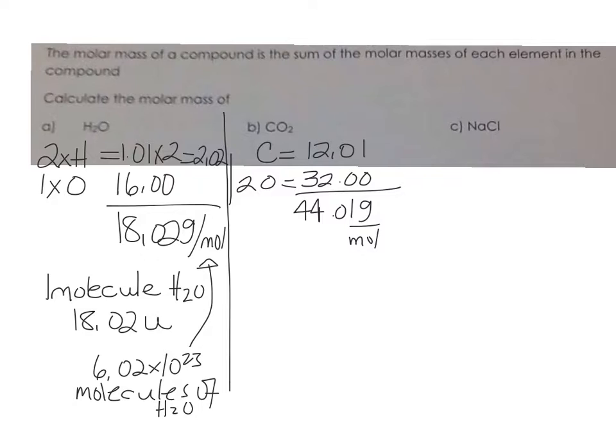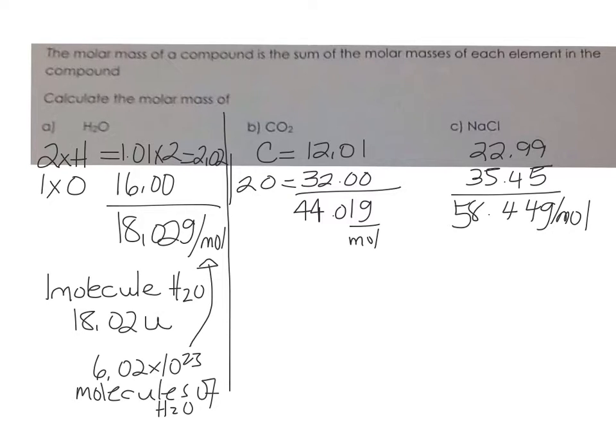All right, what I want you to do is the last one. Sodium is 22.99. Chlorine, 35.45. Add them together. So that's the mass of a mole of sodium chloride.